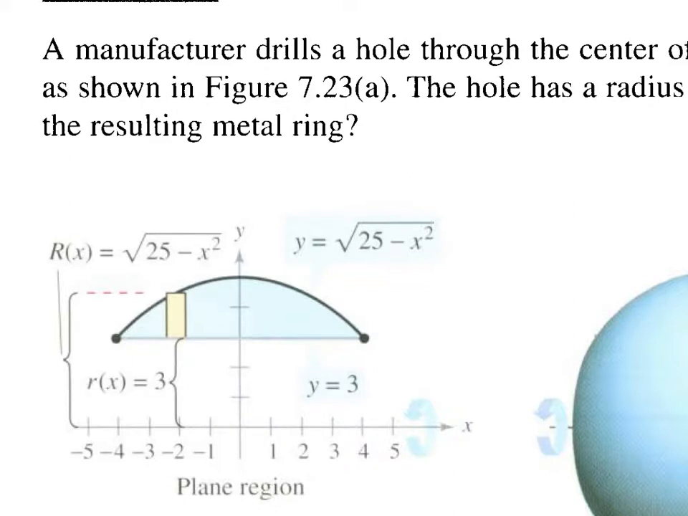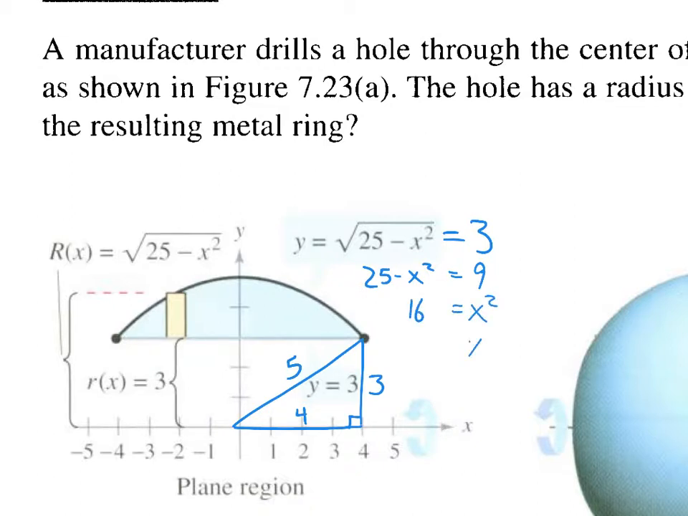And actually a little triangle might help. If y equals 3 and I know the radius is 5, what's this side? It's 4. It's a 3, 4, 5 right triangle. Or I could use the Pythagorean theorem. Or I could set this whole thing equal to 3 and actually solve it algebraically. Okay? So 25 minus x squared equals 9. And that means 16 equals x squared. So x is 4 or negative 4. Which you could have figured out logically, but either way, here algebraically you get both sides.